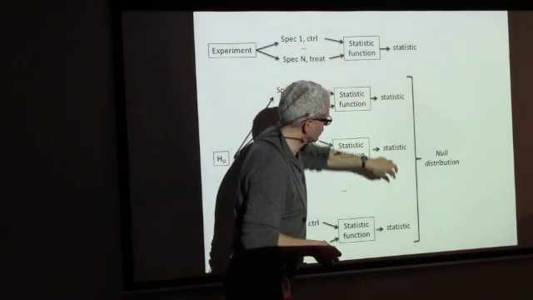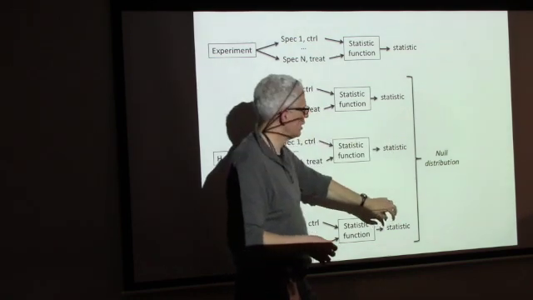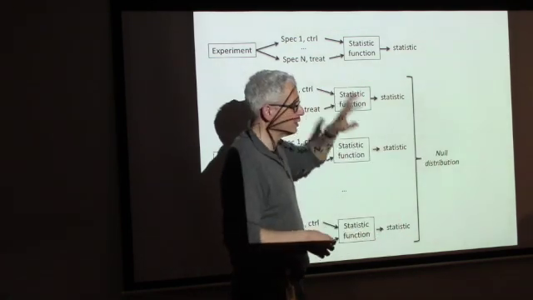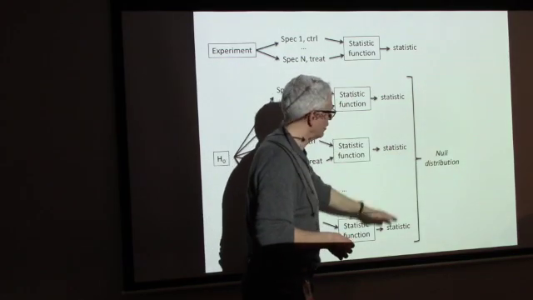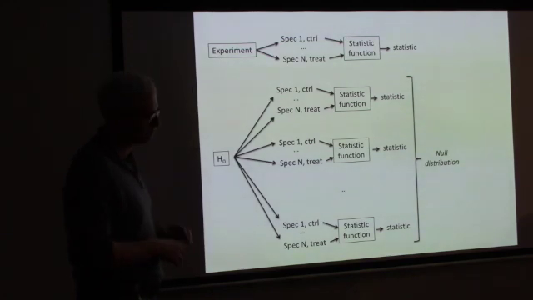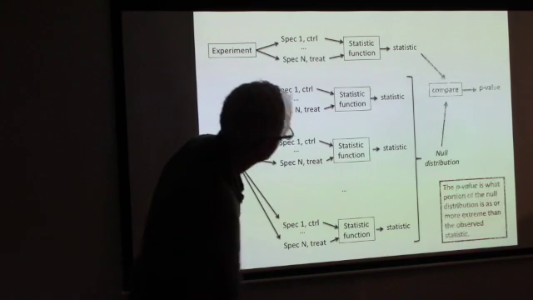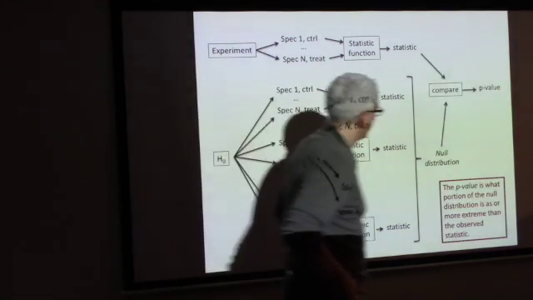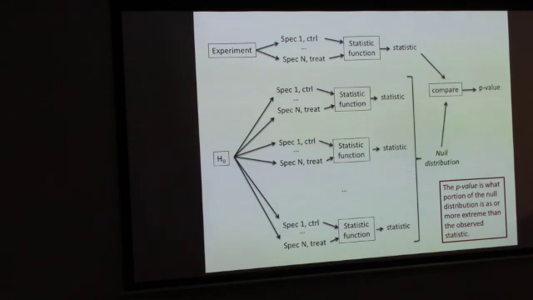And the relative frequency of these numbers is called the null distribution. It's just the distribution of the statistics that were generated if you actually had the null hypothesis in effect. And then, what we do is we take the actual statistic, which came from your data, and we compare it to the null distribution. And we say, the p-value is what portion of the null distribution is as or more extreme than the observed statistic.